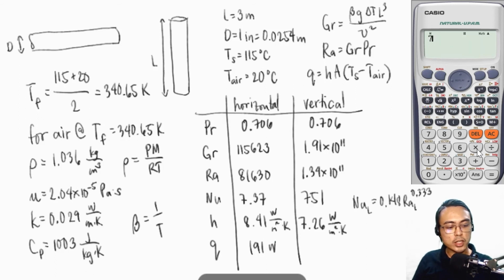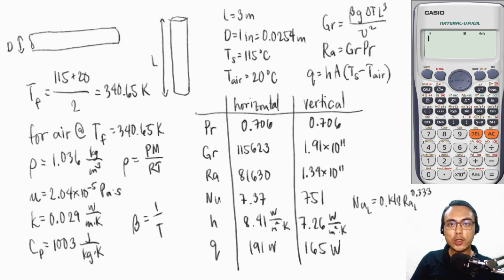For the vertical cylinder, that's 7.26 watts per square meter per Kelvin multiplied by the area of the pipe, pi DL, times the driving force, 115 minus 20. Our rate of heat transfer for the vertical pipe, 165 watts. From the results of our computations, it is apparent that the rate of heat transfer is greater for the horizontal cylinder compared to that of the vertical cylinder, although the difference is small considering that we have not accounted for radiation.